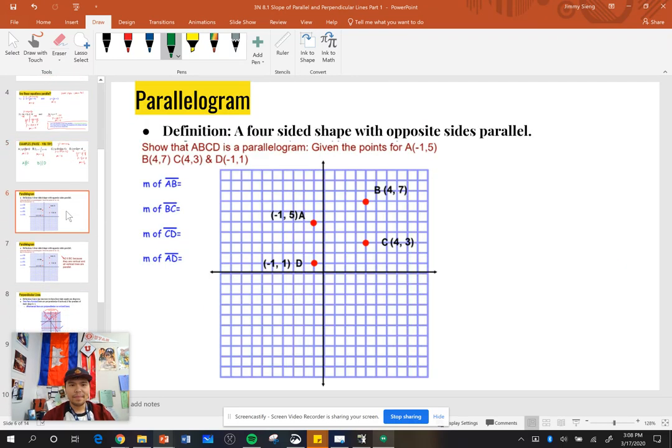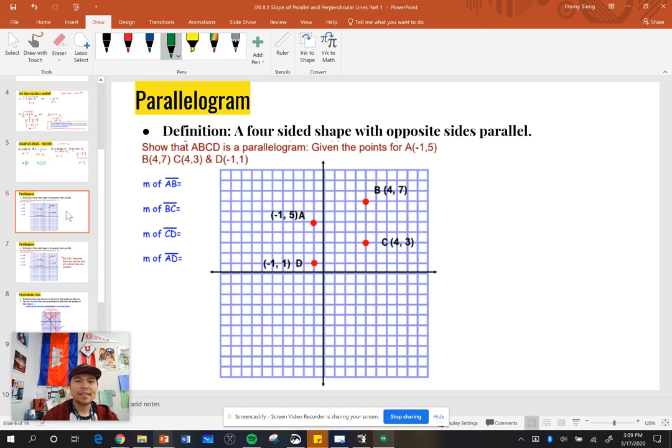Okay, let's do the next one. So now we're going to go into parallelograms. Remember, a parallelogram definition is right there, but that's when you have a four-sided shape with opposite sides parallel, okay? So remember, parallelogram is when you have parallel lines, okay? When you have connections there.